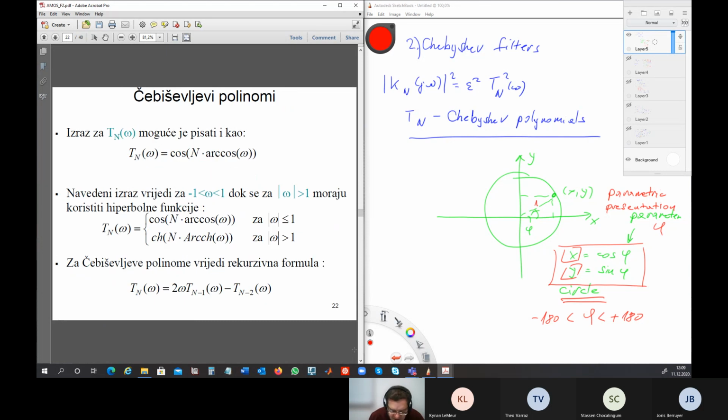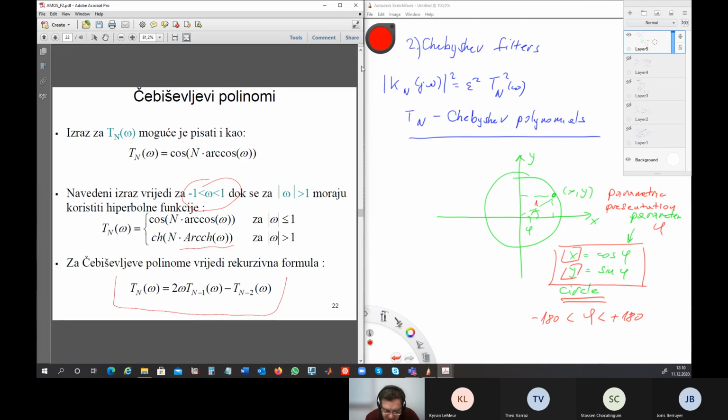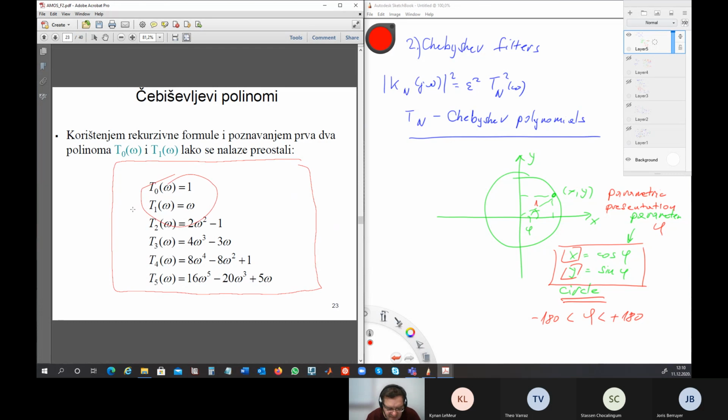Of course, arcus cosinus is defined for omega which is inside these limits, plus minus 1. But if omega is larger than 1, then you have area CH. Don't ask me why. You can. This is also very simple derivation, but we will not show it here. Here is the recursive equations for Chebyshev polynomials, and here are finally Chebyshev polynomials. Okay, they can be calculated easy with this equation, but you must choose first these T0 and T1, and then you can calculate them. So this is very simple.